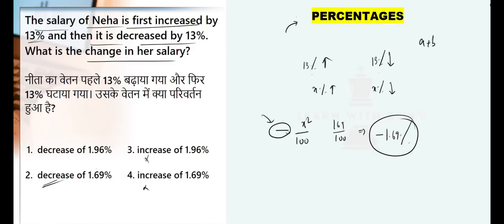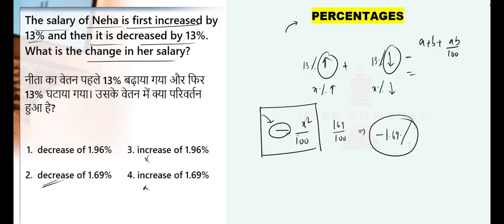Or else you can substitute in the formula. We have a plus b plus ab by 100 as the effective percentage. Here, for increase you will take plus and for decrease you will take negative. You will come up to this part of the step only if you use the same formula. Okay, next question. See this question here.